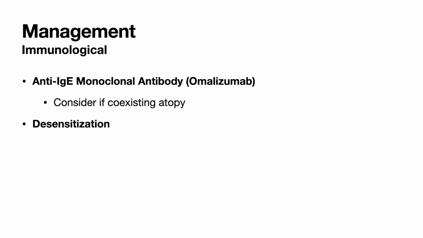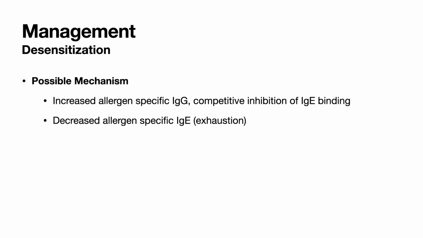The third method of treatment is immunotherapy, which includes monoclonal anti-IgE antibodies, and desensitization, which involves introducing allergen to the patient in increasing doses over time. There have been several proposed mechanisms that explain why desensitization works. Two such proposed mechanisms are shown here. The first is by continuously increasing the dose of allergen the patient is exposed to, specific IgG antibodies are formed, and those IgG antibodies act as competitive inhibitors of IgE antibodies that are on mast cells. The second mechanism is that by continuously increasing the dose of allergen the patient is exposed to, the body is exhausted from its specific IgE antibodies.